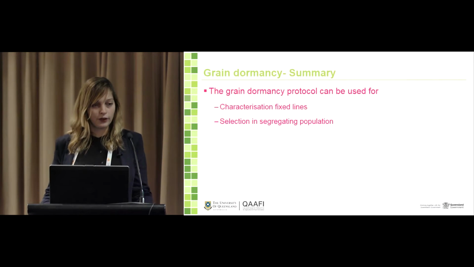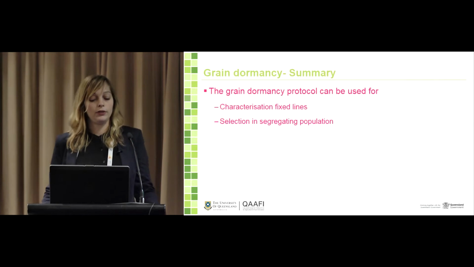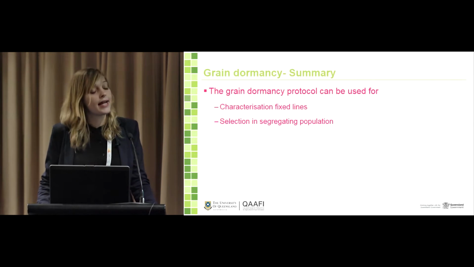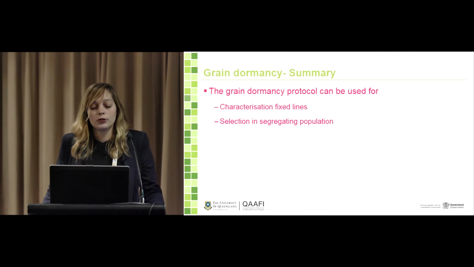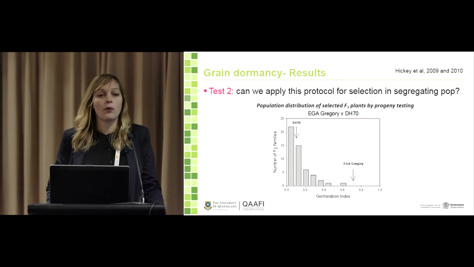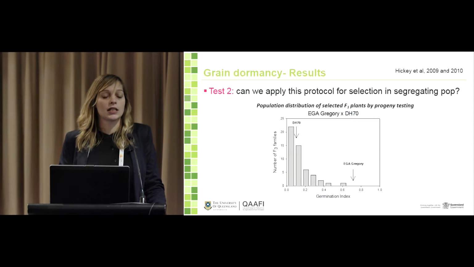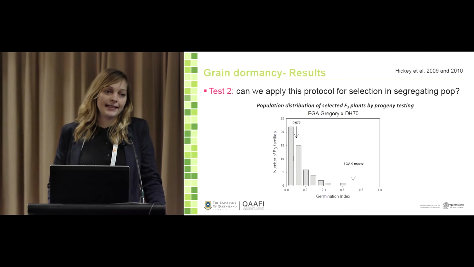So that's it for the grain dormancy. We showed that the protocol that we developed could be used to characterize fixed lines and to select in segregating population. Also, the important thing is the previous work, the development of the lines to the F4, F5 stage was performed using the speed breeding system in only 18 months.